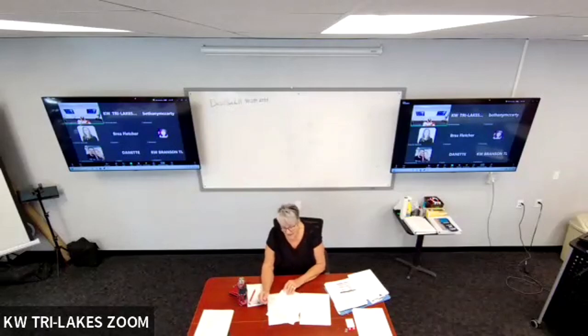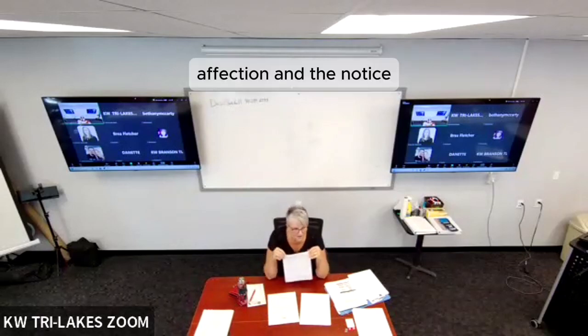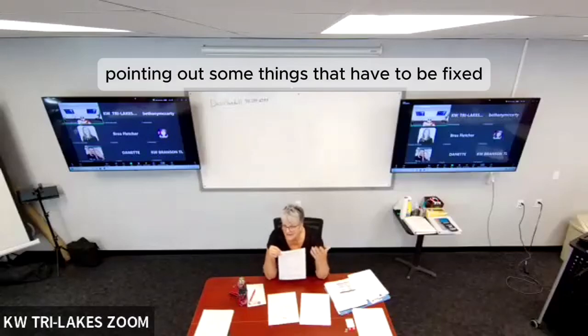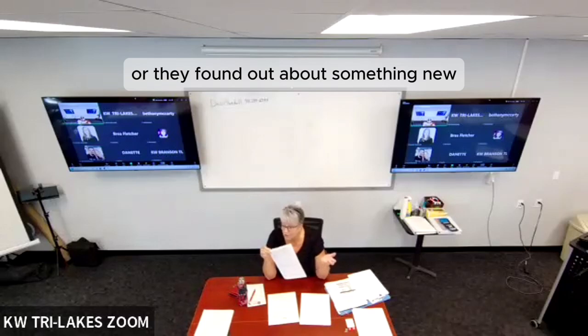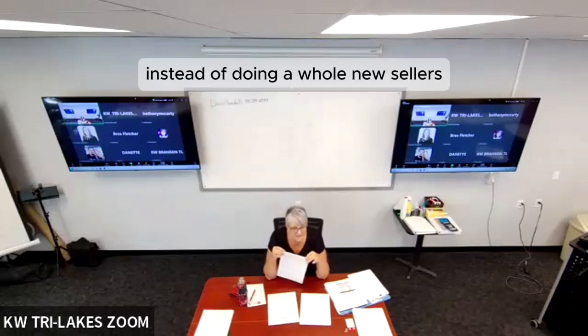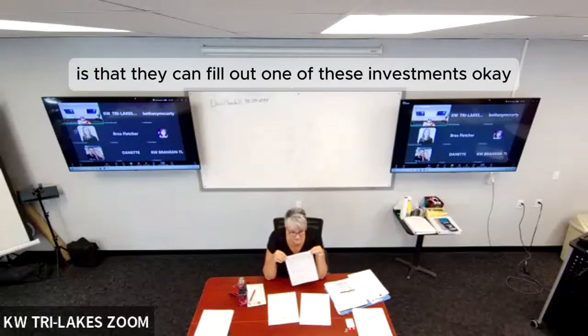Then you'll see another document, a seller's disclosure statement addendum. Let's say that something breaks down during the listing of the property and they fix it. Or they were under contract and had an inspection, and the notice pointed out some things that had to be fixed and they fixed those. Or they found out about something new, whatever it may be. Instead of doing a whole new seller's disclosure statement, they can fill out one of these amendments.